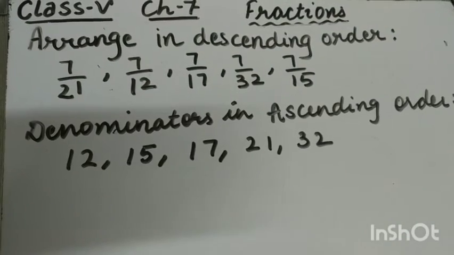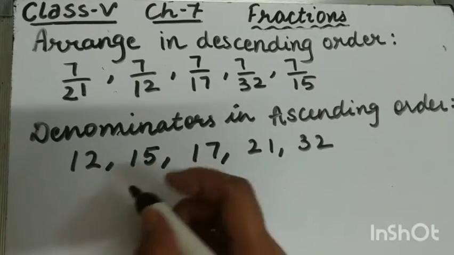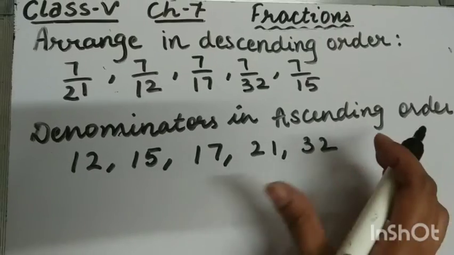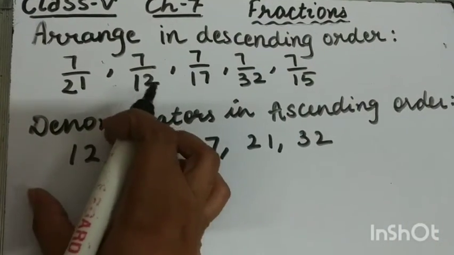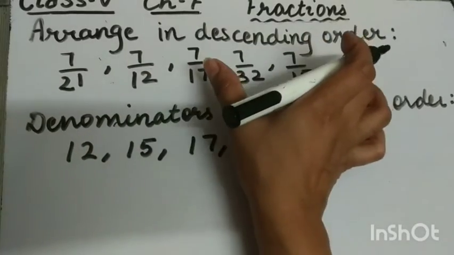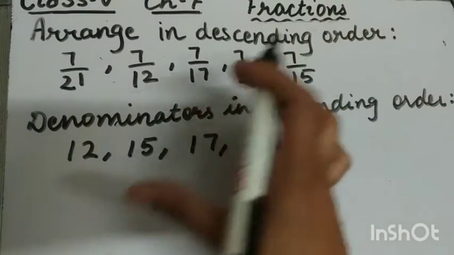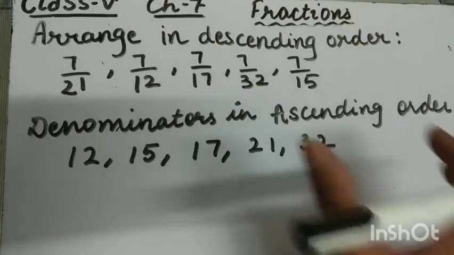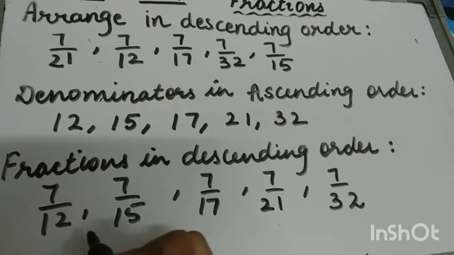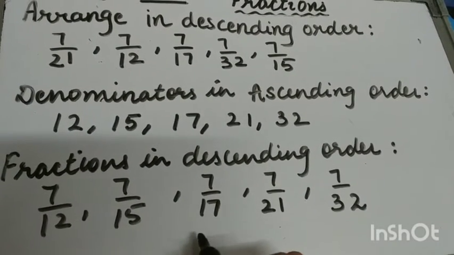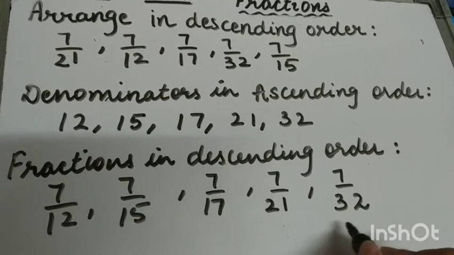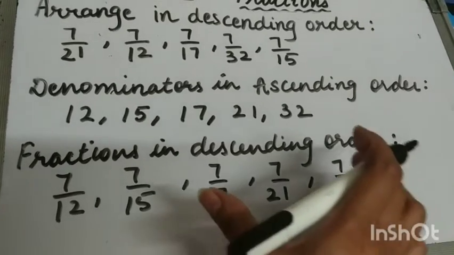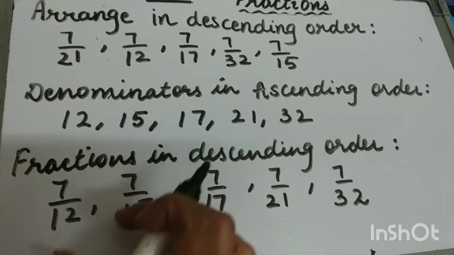See, denominators in ascending order are 12, 15, 17, 21 and 32. And we know that the fraction whose denominator is smaller is the greater fraction. And here we have to arrange the fractions in descending order, means greater to smaller. So the arrangement in descending order is 7 upon 12, 7 upon 15, 7 upon 17, 7 upon 21 and 7 upon 32. Okay, this is arrangement in descending order because the fraction whose denominator is smaller is the greater fraction.